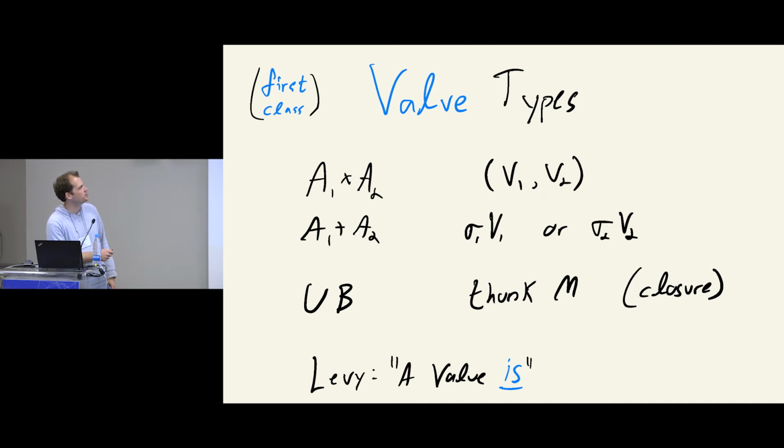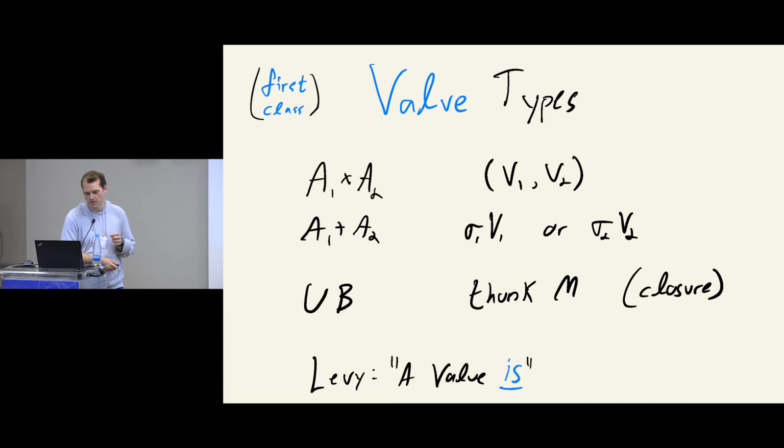So, for example, some simple value types here. So we have a tuple type, so this is like an eager product, a call by value product, right? And the values are just pairs of values. We could have a sum type, and the values are either injection, the left injection of a value or right injection of a value.